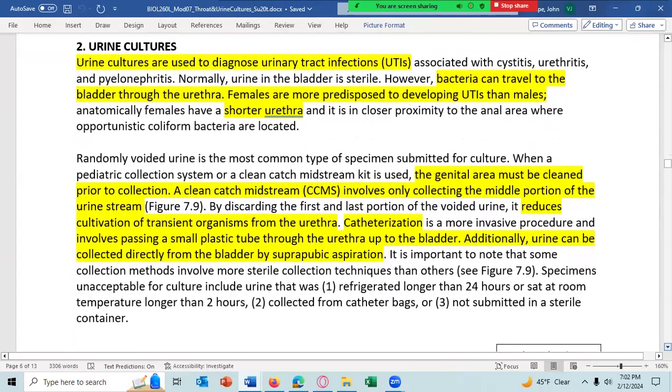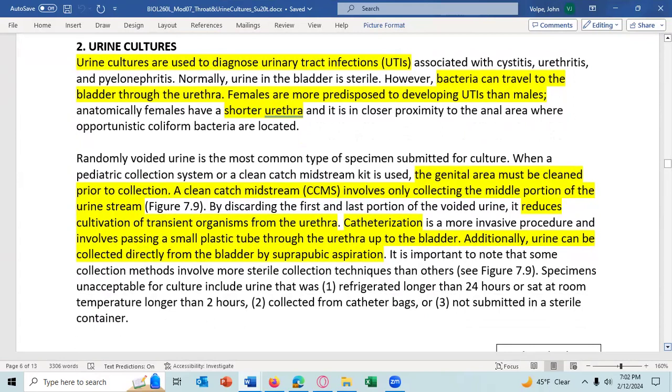All right, let's move on to urine cultures. They are used to diagnose a urinary tract infection. Most of the time, that's urethritis or cystitis, infection of the bladder, but it can be pyelonephritis, and that's infection above the bladder, either the ureters or the kidneys. If you have a bladder infection that goes all the way up to your kidneys, that is a very serious disease.